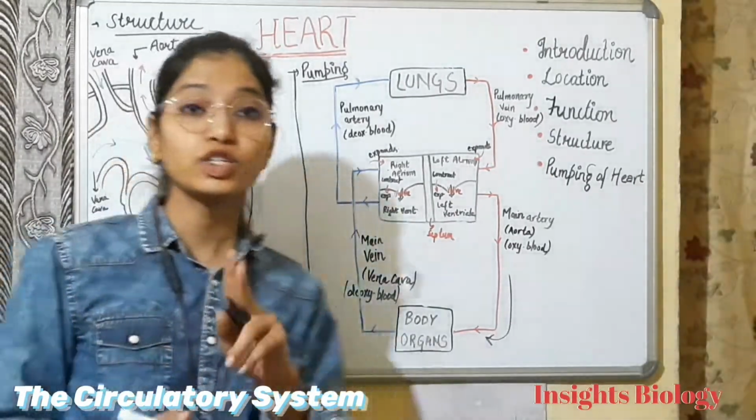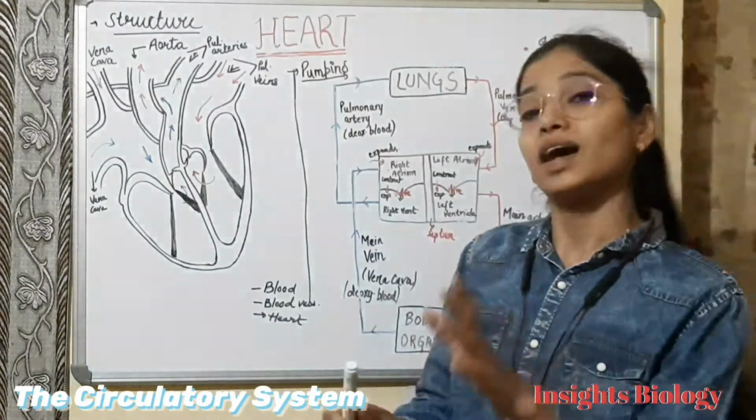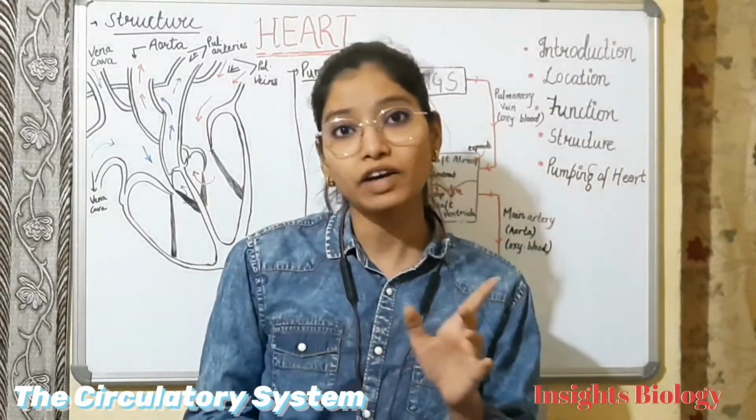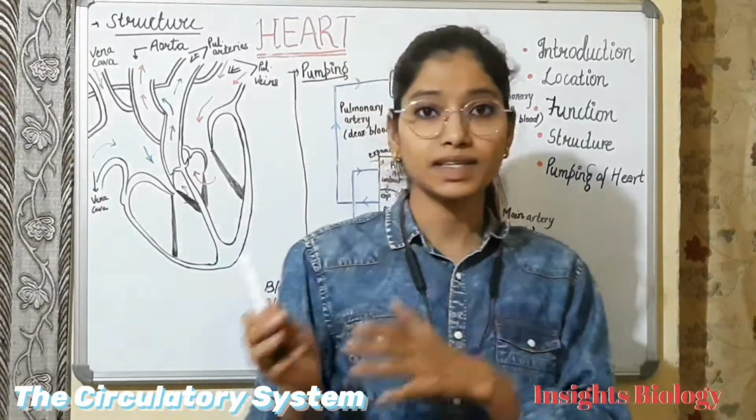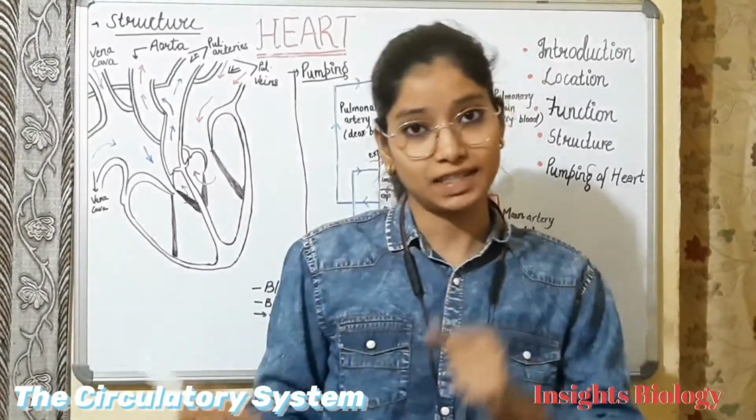We have two types of blood vessels. What are they? Arteries and veins. Arteries carry blood away from the heart and veins carry blood towards the heart. Veins carry deoxygenated blood and arteries carry oxygenated blood.